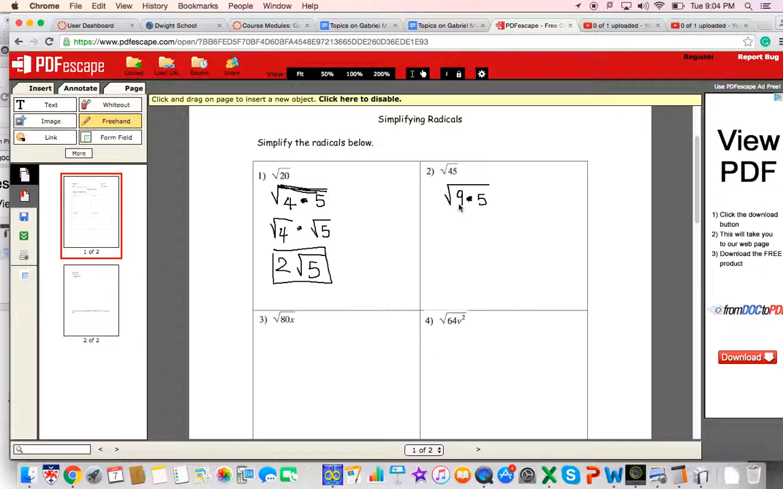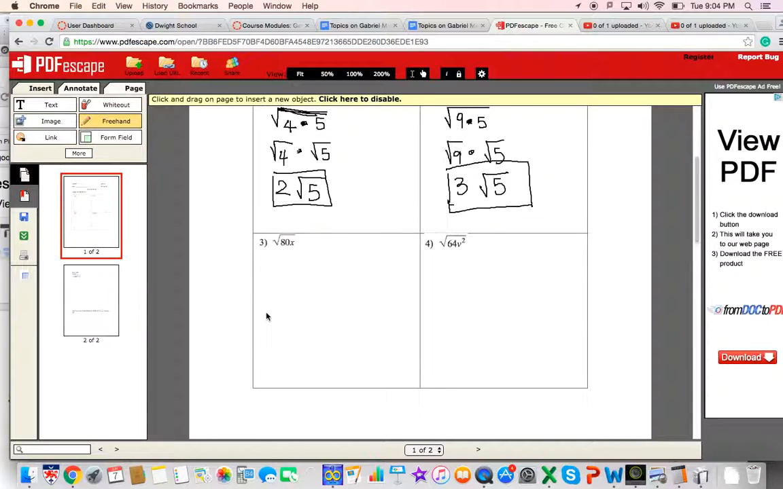Now I can go ahead and break this up into root 9 times root 5. Again, it's the same thing. Now the square root of 9 we can easily find. So once we find the square root of 9, we don't have to write the radical. So we have 3 times root 5, because we cannot find the square root of 5 as a nice simple number. All right, so let's keep moving.